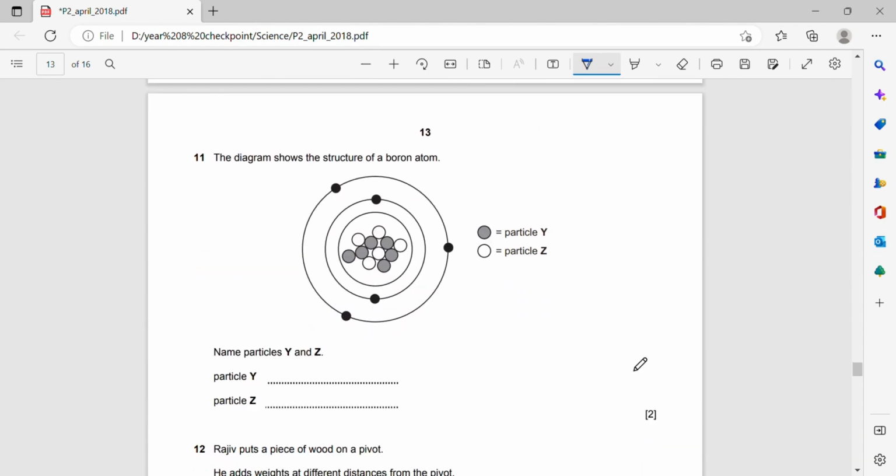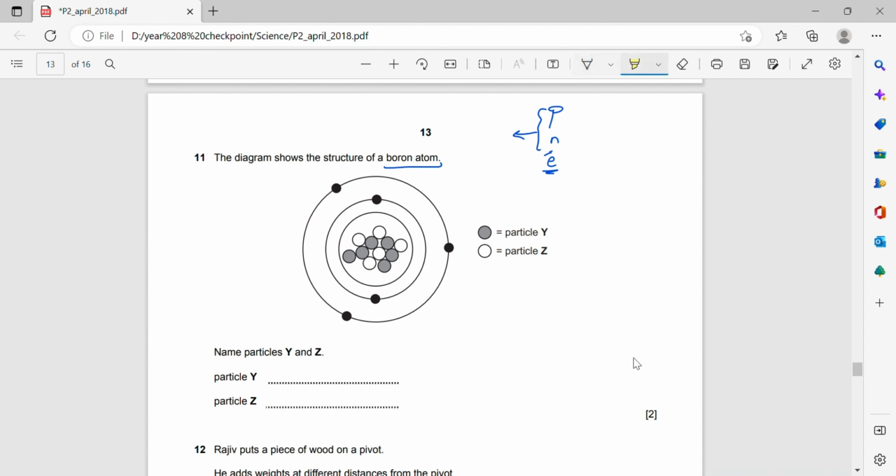Question number 11. The diagram shows the structure of a boron atom. Name particles Y and Z. Particle Y, particle Z. This is an atom. The atom has protons, neutrons, electrons. Protons, neutrons are inside the nucleus. The electrons are orbiting in the energy levels.